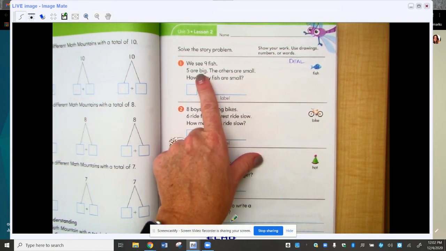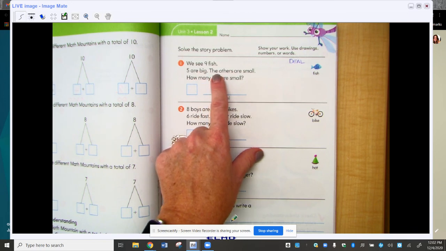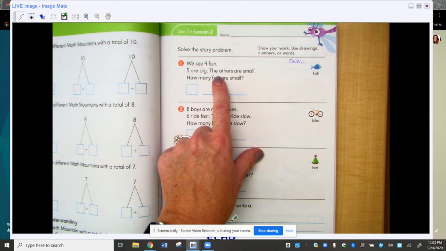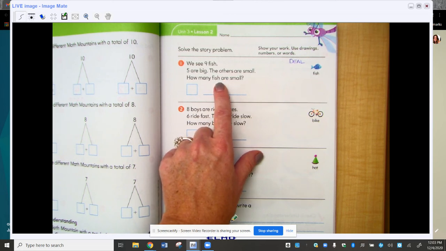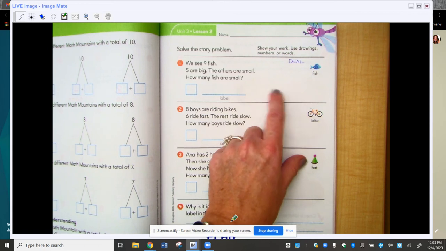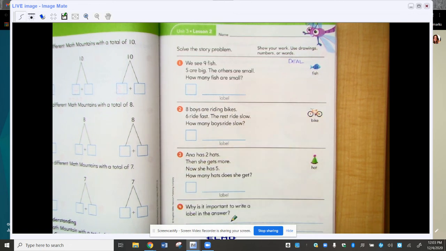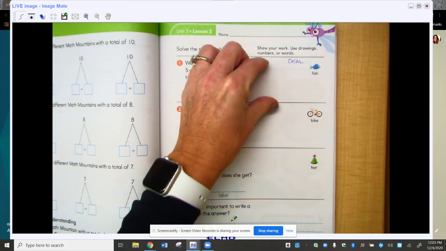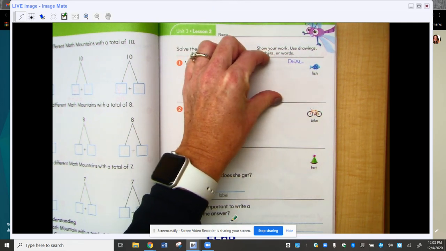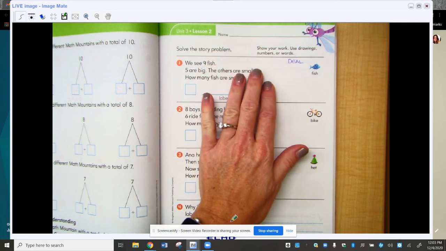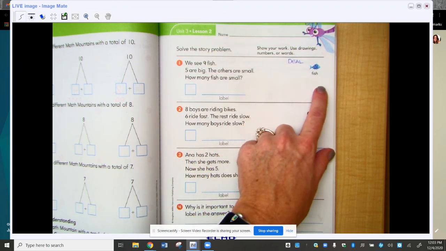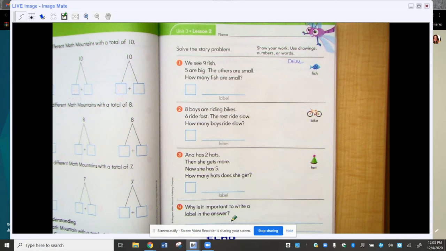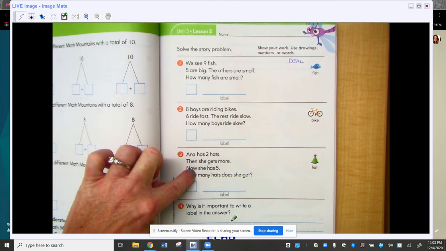So this one says, we see 9 fish. 5 are big. The others are small. How many fish are small? So they gave you kind of a tiny little space here to work. But I bet you can do it because you're going to think ahead about all those parts you need to include right here. And you're going to make sure that you have all those parts. And if you have room for a little math mountain here, that would be great to show your thinking. So you're going to work on these story problems here.